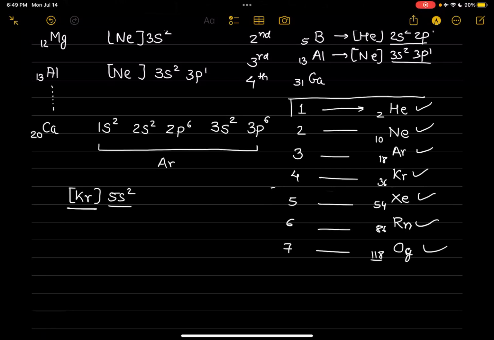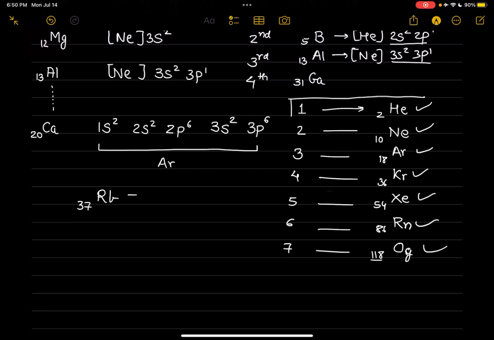Suppose I give you atomic number 37. What is the electronic configuration of the 37th element? What is the electronic configuration of rubidium, which is the 37th element? Tell me. Either you will start from 1s2, 2s2, 2p6, 3s2, 3p6, like that.